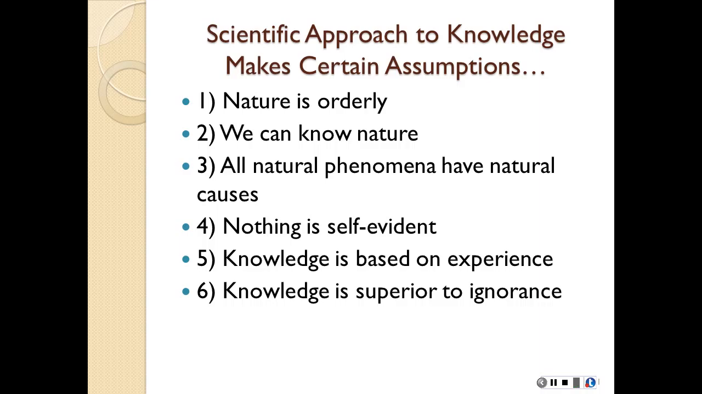We're making certain assumptions when we say that the things that we do that are scientifically valid have meaning to us. The first is that nature is orderly, that things happen because other things happen. The second is that we can know nature, that we actually have the ability to figure out what's going on, that all natural phenomena have natural causes. So it's not because a magical fairy came down and sprinkled dust on you and that's why you got sick, right? Natural phenomena have natural causes. And nothing is self-evident. Now this one's very important.